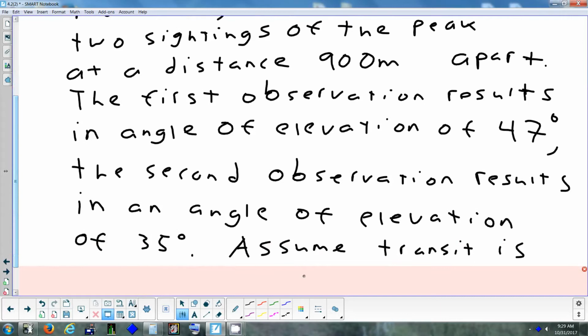Now, it's not hard to take into account the height of the transit, that's the object the surveyor is using to measure, but we're going to assume that the transit is at ground level. If you really wanted to do this accurately, when you're done with the problem, you would add the height of the transit in. So if the transit was 5 feet off the ground, you would just add 5 to your answer. But we're not going to worry about that.